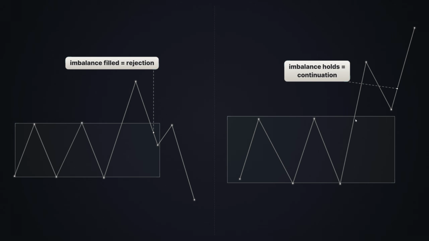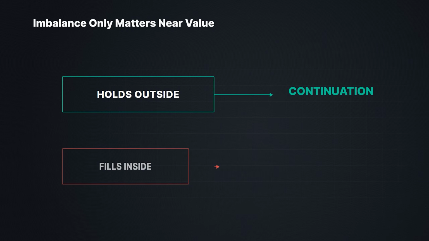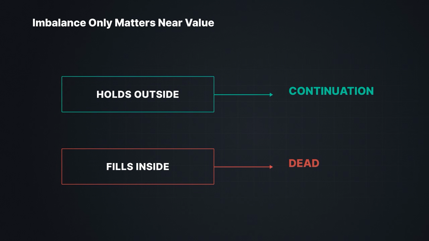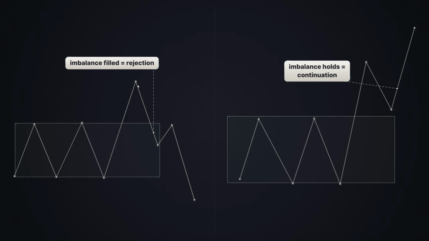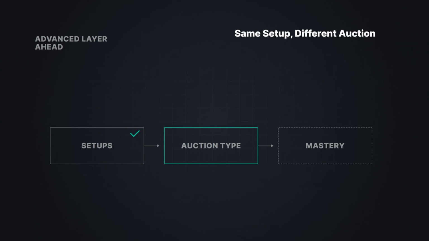This is the hidden edge. Imbalance only matters when it connects to value. If it forms away from value and price holds beyond it, it can support continuation. If price fills it and accepts back inside old value, the continuation idea is dead. But advanced traders know one more thing. The same setup changes depending on the auction type.